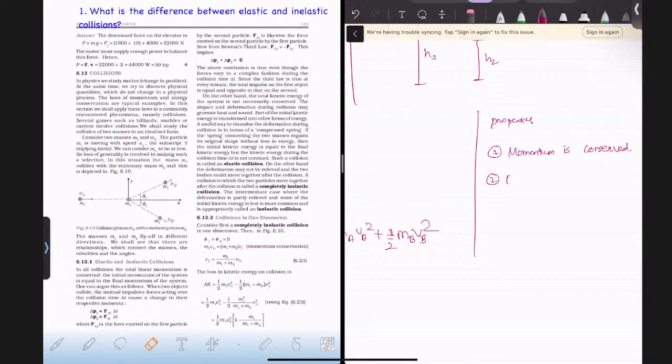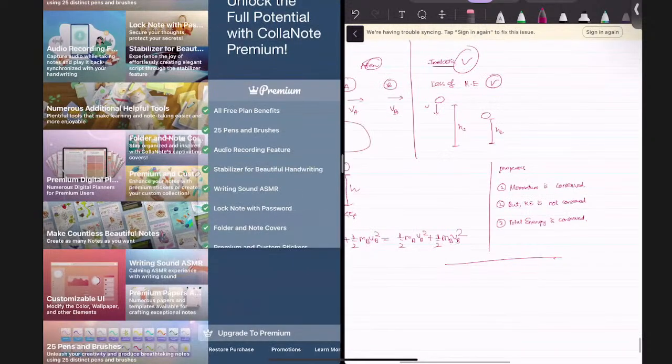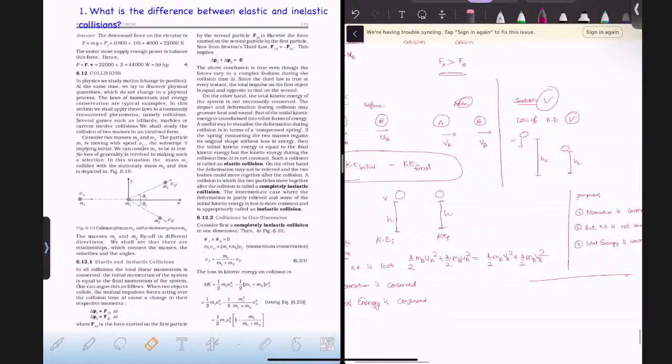But kinetic energy is not conserved. But total energy is conserved, because the amount of kinetic energy that is lost in the collision gets converted into potential energy or sound energy or light energy or some other form of energy. Okay, energy is never created and never destroyed. So total energy is always conserved. I hope I have made it clear what is the difference between elastic and inelastic collision.